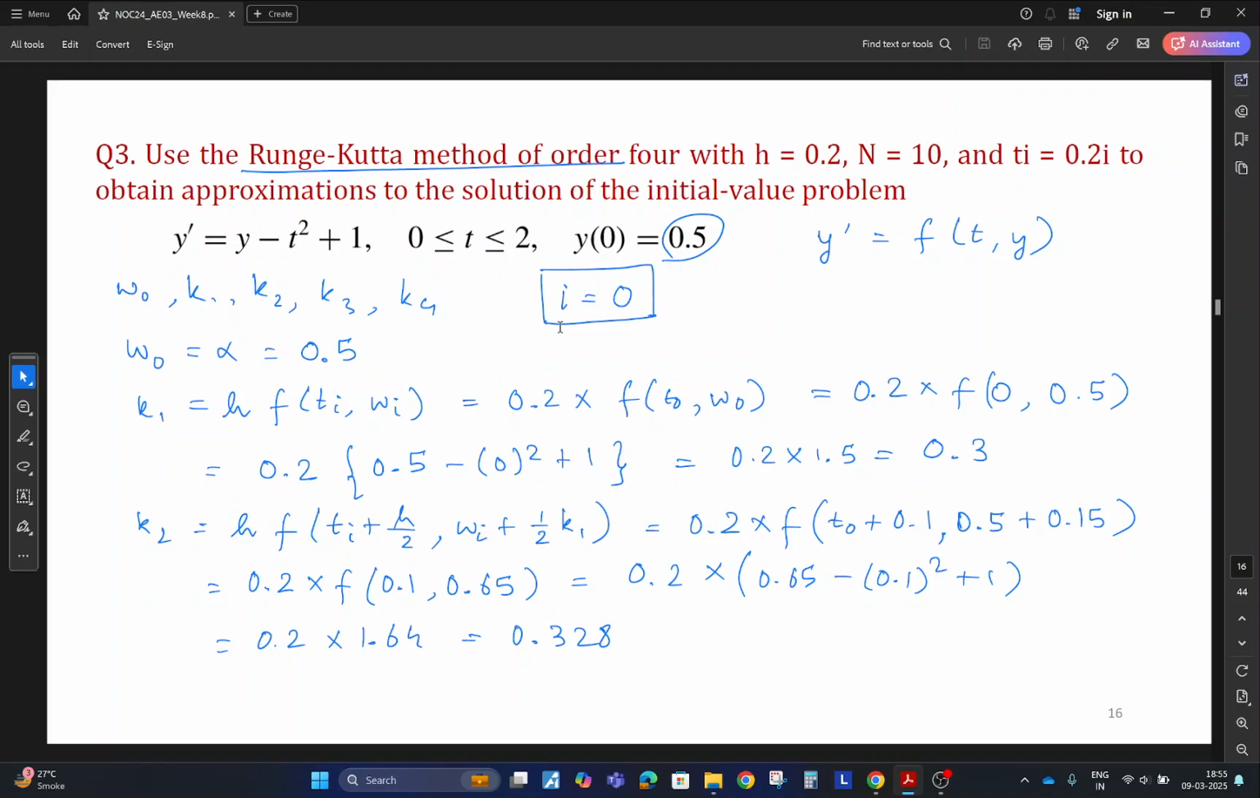Now, the values of W0 and K1 will be useful in calculating the other parameter K2. K2 becomes h times f evaluated at ti plus h by 2, wi plus K1 by 2. And this equals 0.2 times f at t0 plus 0.1 and 0.5 plus 0.15. This becomes equal to 0.2 times the value of the function evaluated at 0.1, 0.65, which is simply equal to 0.2 into 0.65 minus 0.1 square plus 1, which is equal to 0.328.